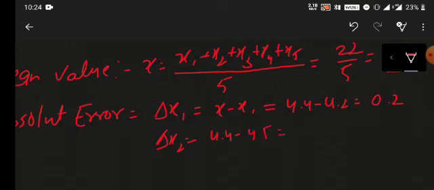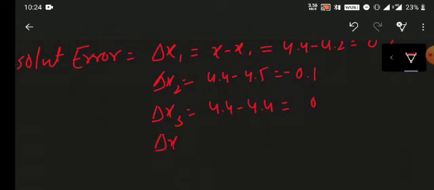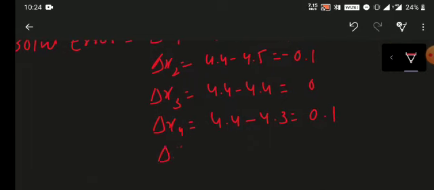So what will delta x2 be? Minus 0.1. Okay. Delta x3 is 4.4 minus 4.4, which is 0. Delta x4 is 4.4 minus 4.3, and the answer would be 0.1. And the last and final, delta x5, is 4.4 minus 4.6. This is minus 0.2 centimeter.